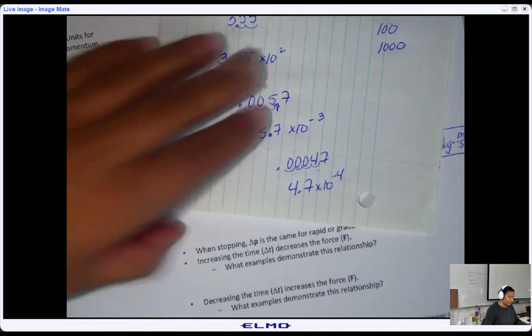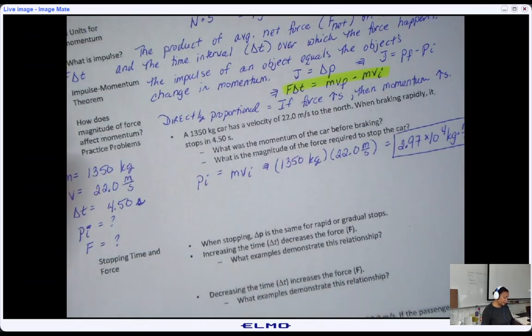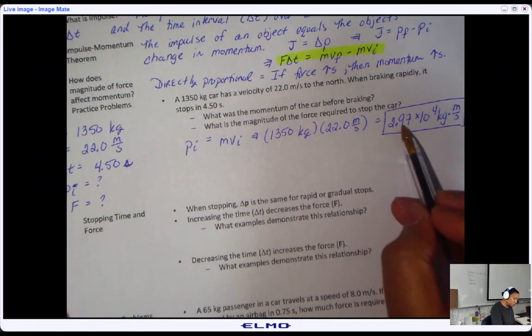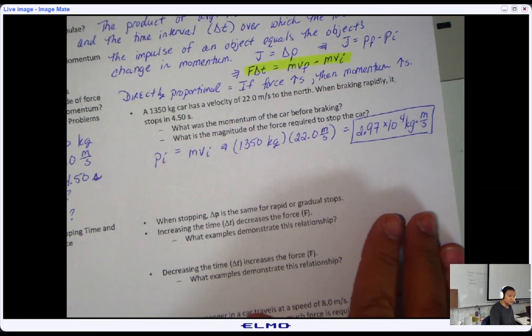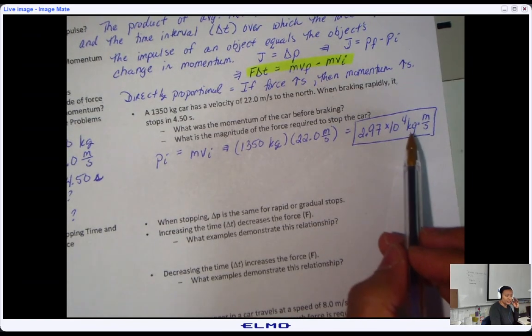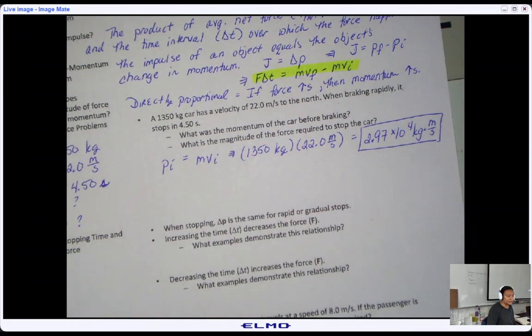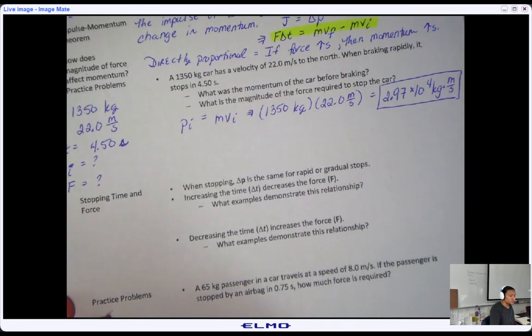Good. All right, so let's go back to this work. So this was 2.97 times 10 to the 4th kilograms times meters per second. Again, you can write kilograms times meters per second or write Newton second. Okay, so next question, stopping time and force.